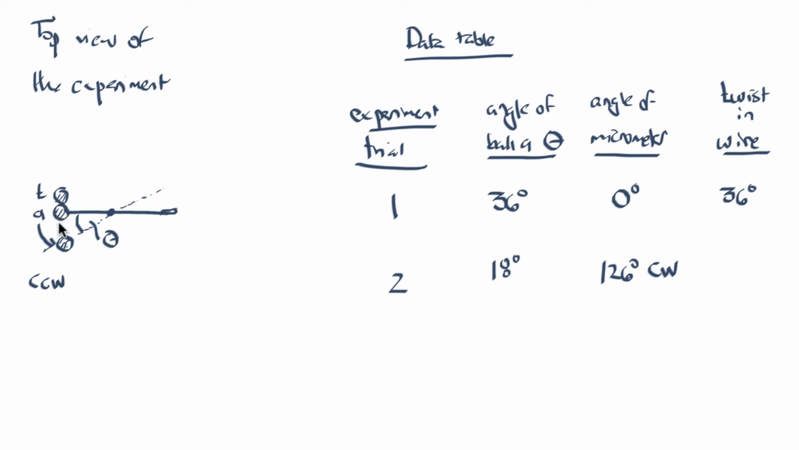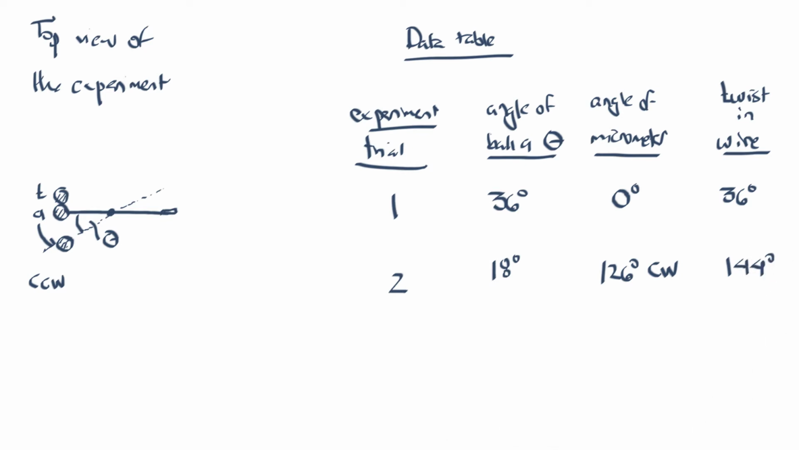But because the ball is 18 degrees away, it's 18 degrees of twist one way and then 126 degrees of twist the other way in the wire. So when you add these together, you have 144 degrees of twist in the wire.